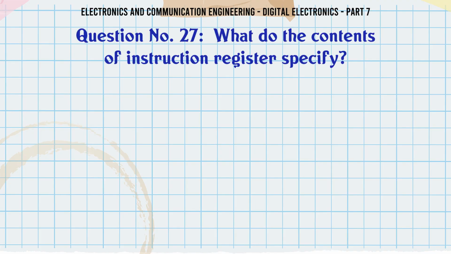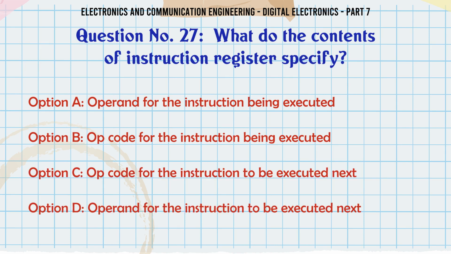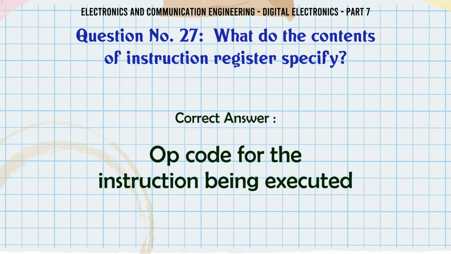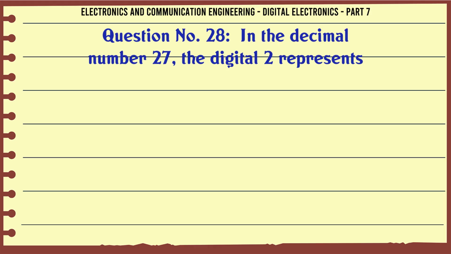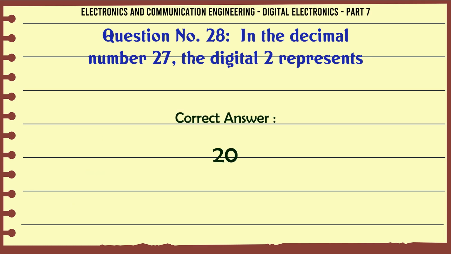What do the contents of the instruction register specify? A) operand for the instruction being executed, B) opcode for the instruction being executed, C) opcode for the instruction to be executed next, D) operand for the instruction to be executed next. The correct answer is opcode for the instruction being executed. In the decimal number 27, the digit 2 represents: A) 2, B) 20, C) 0.2, D) 200. The correct answer is 20.